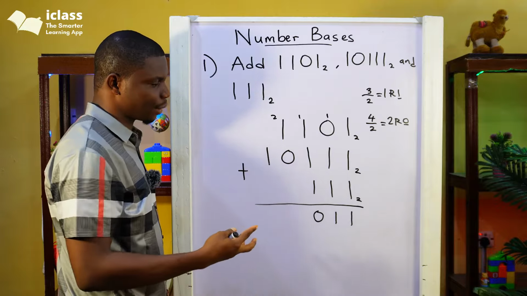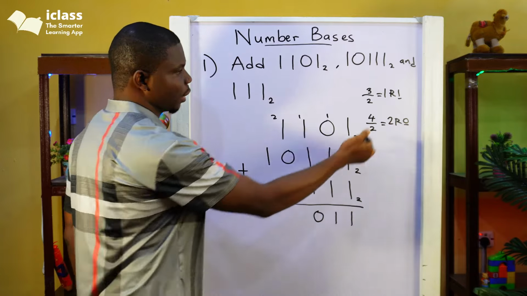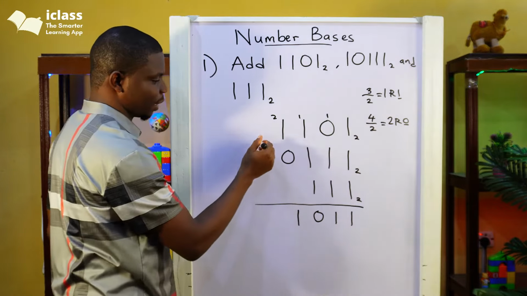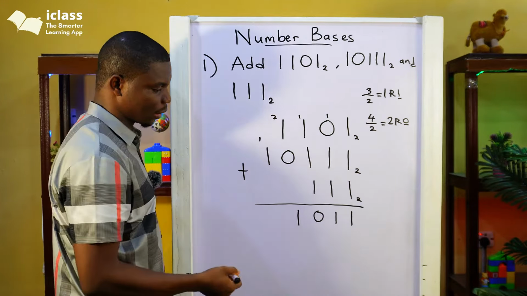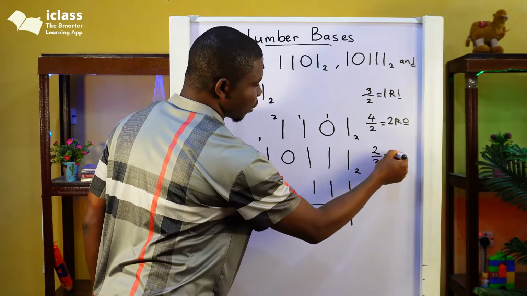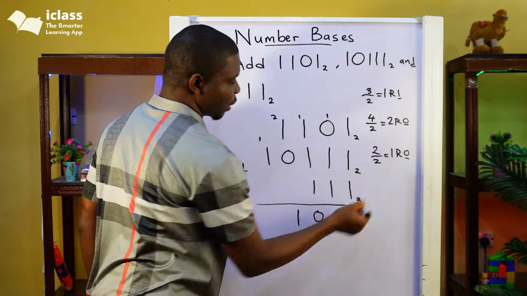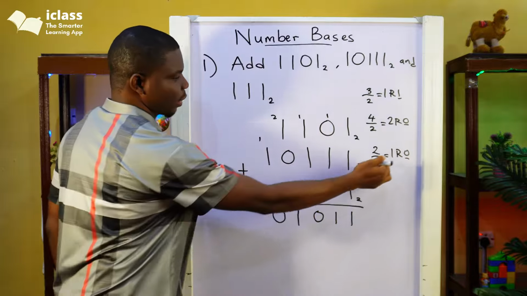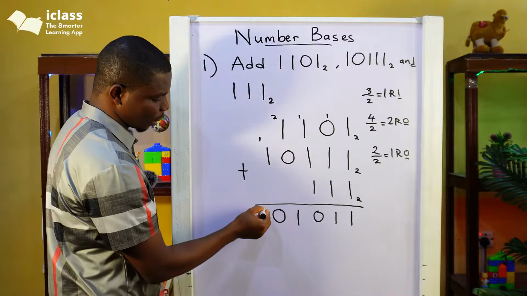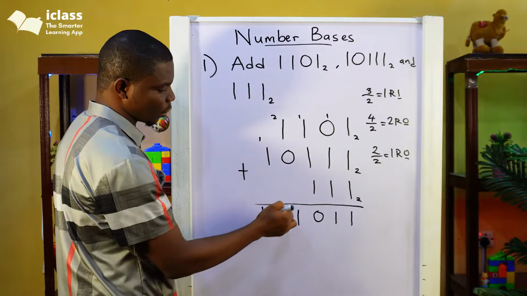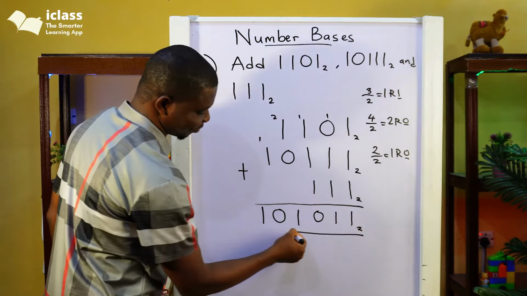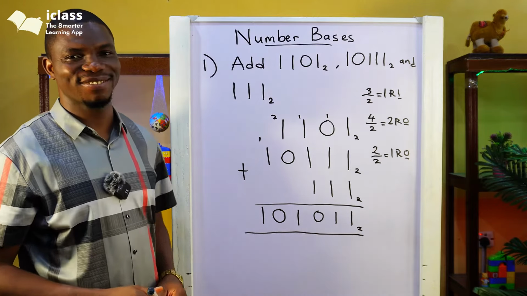2 plus 1 is 3. We are not going to write 3. Instead, we write 1 and take 1 to the next place value. And so we have 1 plus 1 is 2. Again, we won't write 2. Instead, we write the remainder, which is 0, and then take 1 to the next place value. Now, since there's nothing here, then we bring down our answer as 101011 base 2. I hope you got this.